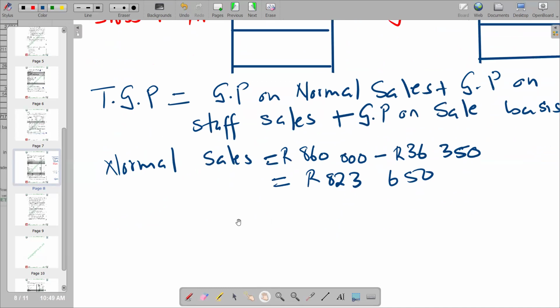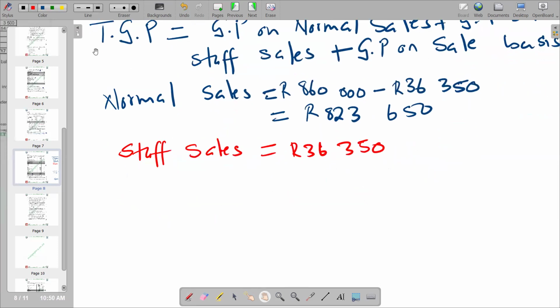So this is our normal sales. And the staff sales, so our staff sales are given as 36,350 rands. So basically, this is our distribution in terms of our sales. So from there, we can now calculate our gross profit inside our normal sales and our staff sales. But basically, we can start with the calculation of normal sales.